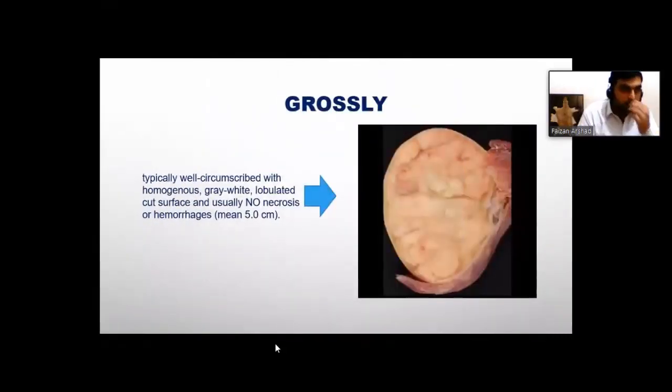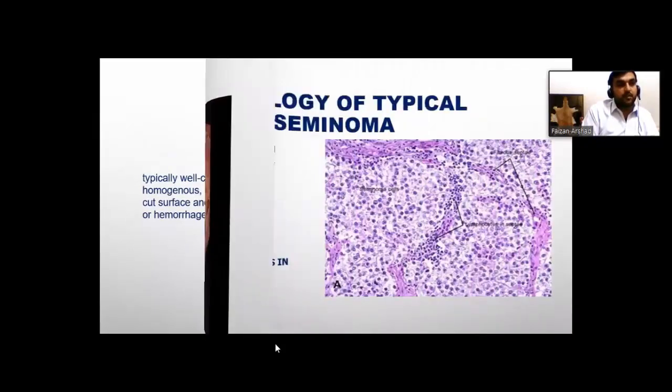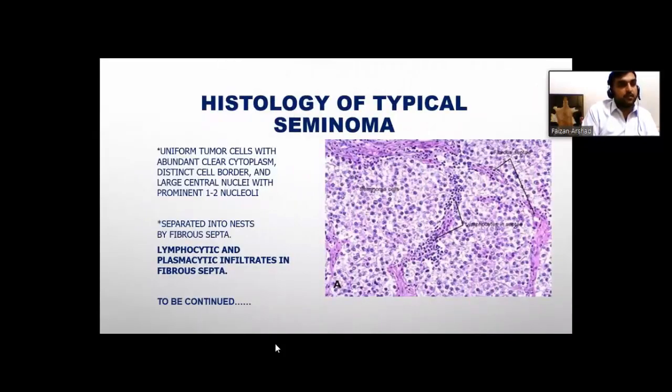Grossly, it appears like this. Typically well circumscribed with a homogeneous gray-white lobulated cut surface and usually no necrosis or hemorrhage. Mean diameter is 5 centimeters. Histological picture of this typical seminoma: uniform tumor cells with abundant clear cytoplasm, distinct cell borders, and large central nuclei with prominent 1 to 2 nucleoli.